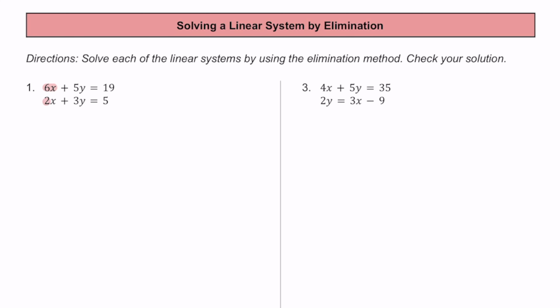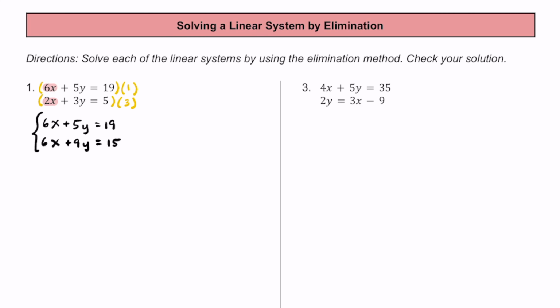Now my preference is going to be to get these coefficients for x to match here, so we want to make sure we know when 6 and 2 meet for the first time. They're going to meet at 6. To do that, 6 is the first multiple of 6, so I'm going to multiply the whole top equation by 1. If we do that, we get the equation 6x plus 5y is equal to 19. So that equation basically remains unchanged. And then for the second equation below, 2 times 3, the third multiple of 2, is going to be 6. So multiplying the whole second equation by 3, we get 6x plus 9y, and that's going to equal 15.